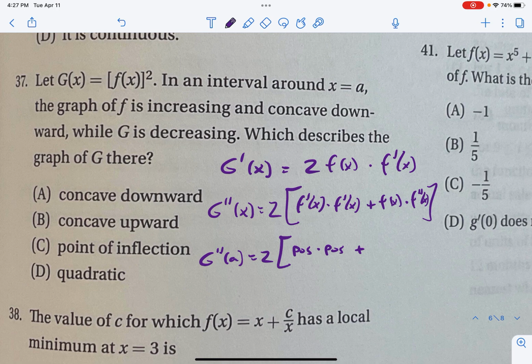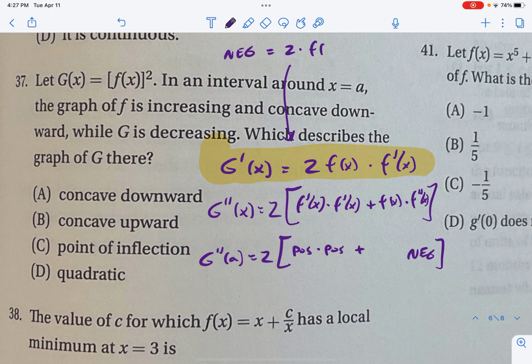Okay. We don't know about f yet. We know f double prime at a. f is concave down, so f double prime is negative. All right. What else do I know? We know that, so from this one, we know that g prime of a is negative because g is decreasing. So that's 2 times f of a times f prime of a, and f prime is positive because that's increasing. So f of a is actually a negative number. For this to work out, f of a has to be negative.